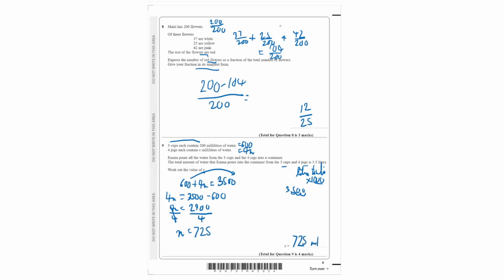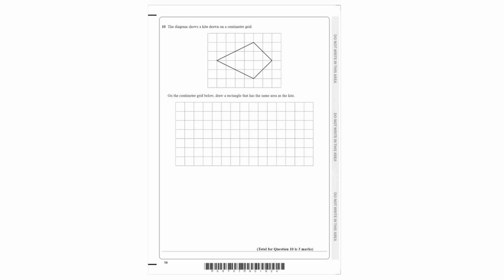Question 10. The diagram shows a kite drawn on a centimeter grid. On the centimeter grid below, draw a rectangle that has the same area as the kite. So we can see the kite is actually made of two triangles here. And we know that the area of a triangle is simply 1 over 2 times base times height. Now we can see that the triangle is reflected twice. So that means our final value is 2 times 1 over 2 times base times height. And the 2's cancel out.